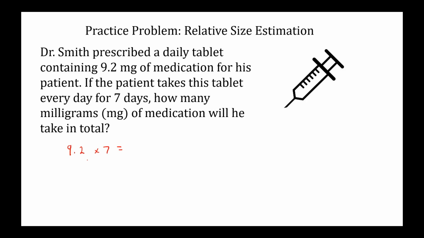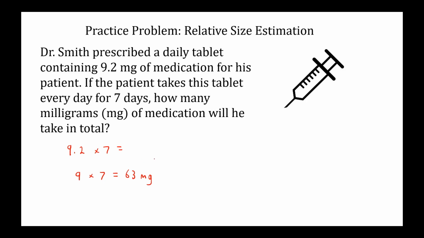milligrams for 7 days. Now, if I were to round this, I would just let 9.2 be 9 and just times it by 7 to get a rough estimation. And that would get me 63 milligrams over 7 days. However, because medication dosage has to be precise, by rounding this to 9, I'm actually now providing the patient with an underdosage, and that could make medication less effective.